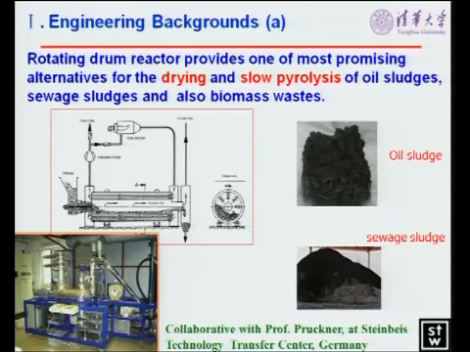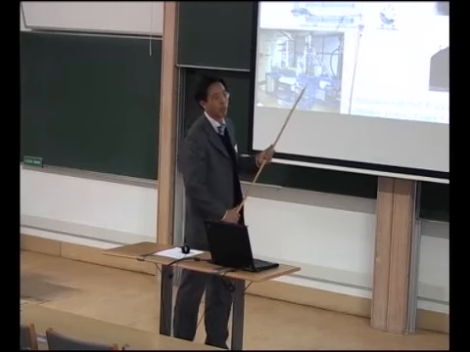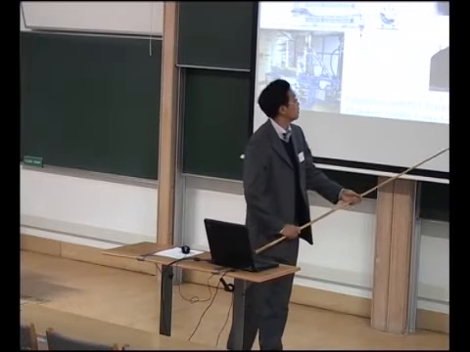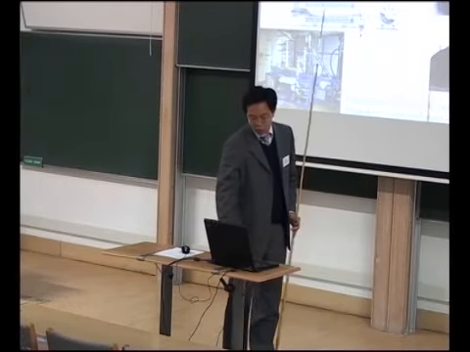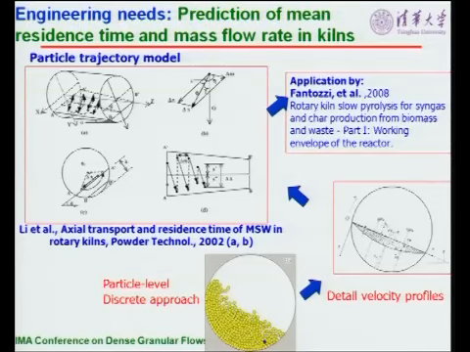Why did we start this research? Because sometimes we face wet materials like oil sludge, sewage sludge, and even some others. The rotary drum reactor is in fact used for drying and slow pyrolysis to get energy from solid fuels. In Germany this has been widely used for waste recovery. Together with Germany, we have also developed some processes in China by our group and this center.